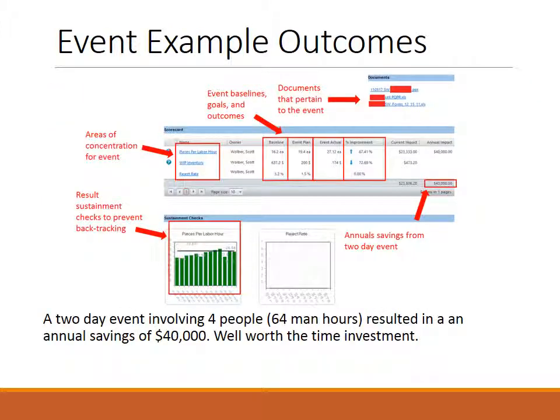What you're seeing here is a screenshot from our software that we use to track our lean manufacturing events. And the most important number, well, the one that management seems to care the most about, was the number on the right, the annual savings from the 2-day event. This 2-day event involved 4 people, so 64 total man hours, assuming 8 hours per day per man, and resulted in an annual savings of $40,000. So this lean manufacturing stuff is the real deal, and it's really well worth the time investment.